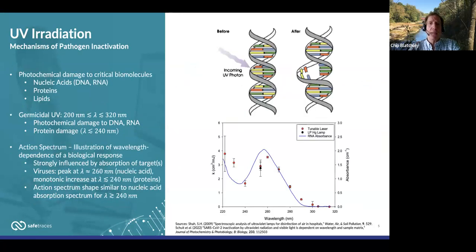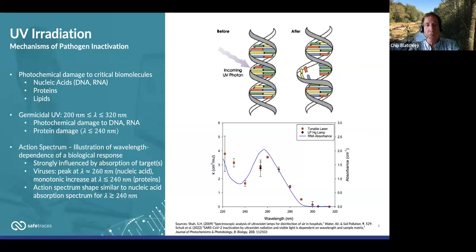All right, so next, let's consider what are the mechanisms of inactivation. I've already mentioned this briefly, but basically we're concerned with photochemical damage to critical biomolecules. Those include the nucleic acids, DNA and RNA, proteins, and in some cases, lipids. Again, this occurs with exposure to radiation in the wavelength range 200 to 320 nanometers. And the protein damage really is restricted to a subset of that at wavelengths below about 240 nanometers. So we do see wavelength dependence in the inactivation responses of microorganisms to UV radiation.